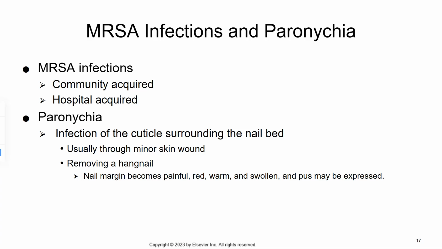Paronychia is an infection of the cuticle surrounding the nail bed, usually through a minor skin wound. Removing a hangnail, the nail margin becomes painful, red, warm, and swollen, and pus may be expressed.